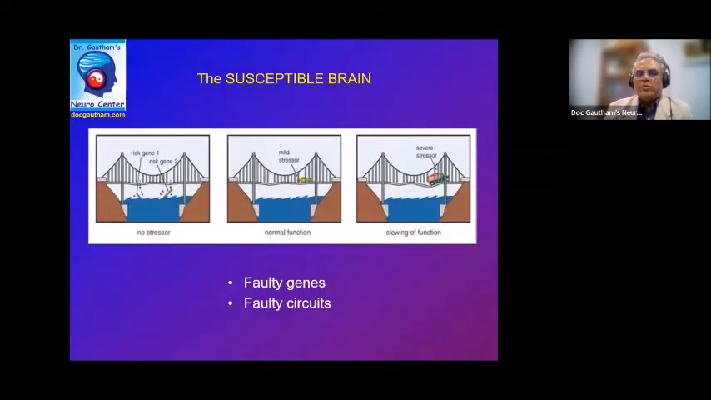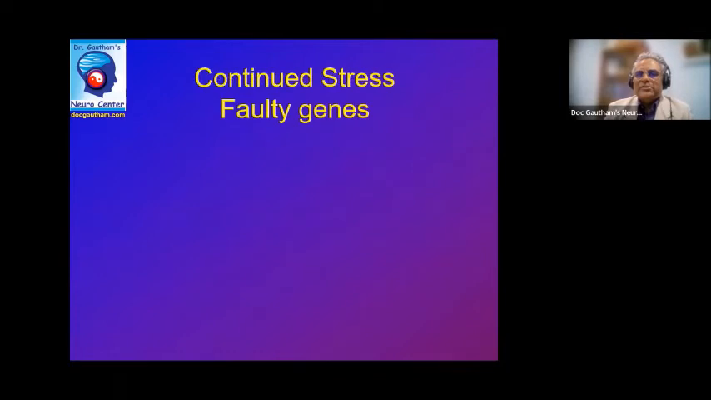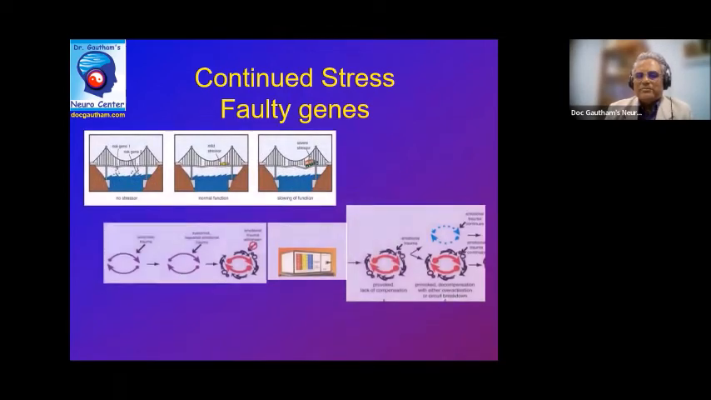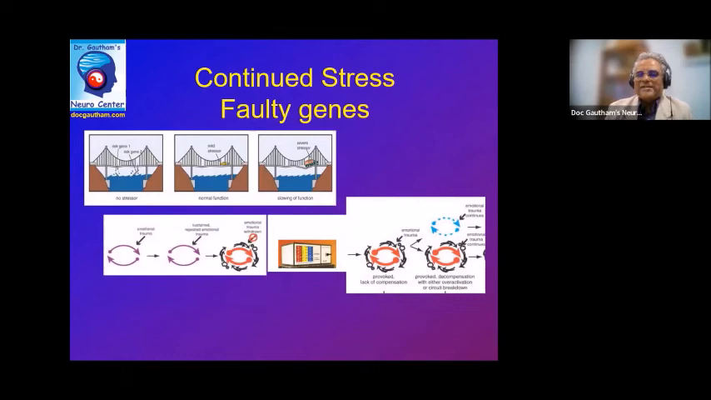But then let us look at what happens when there are certain faulty circuits and faulty genes within the brain. So the faulty genes produce faulty circuits, and this creates a susceptible brain. So this susceptible brain tends to start breaking when there is stress. So when there is continued stress and there are some faulty genes, the mind bridge begins to become shaky, and the voltage stabilizer is not able to bring the mind back to normal. So the voltage stabilizer begins to fail.